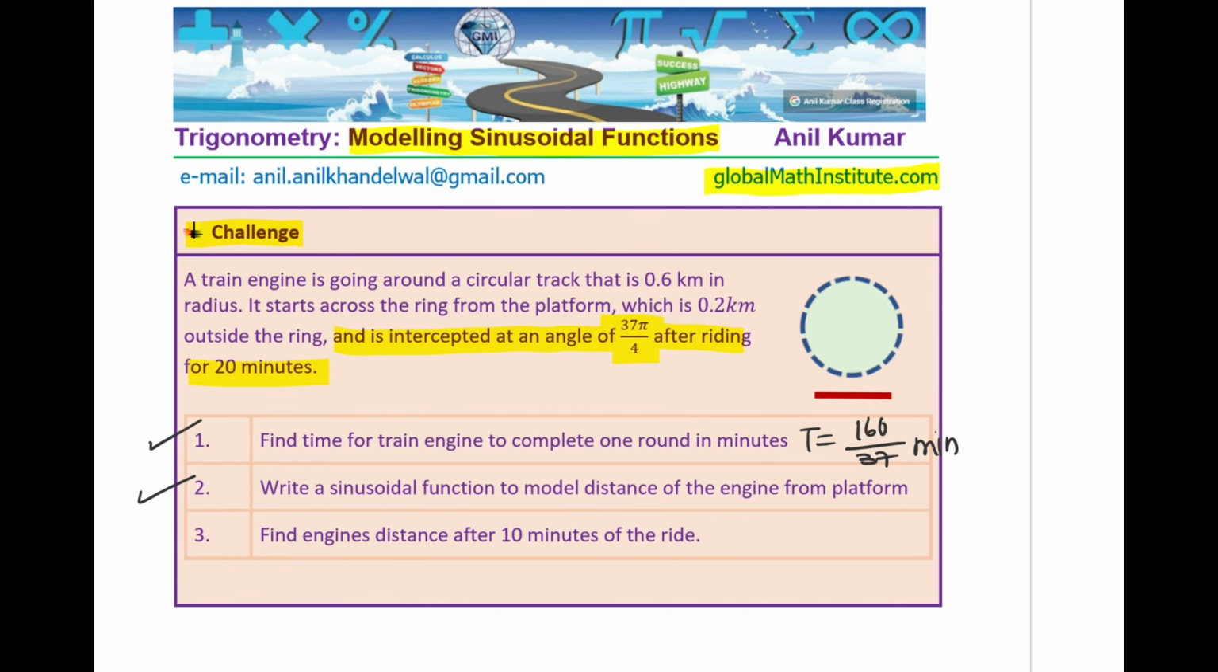So I hope the concept is absolutely clear. So the idea here is to understand the situation. We are starting with the train engine on the far end. We are given the radius and the distance from the platform. We have to model the distance from the platform of the engine, right? So it is any horizontal distance which we are looking into. You get the idea. Which basically can be modeled with a cosine function, right?